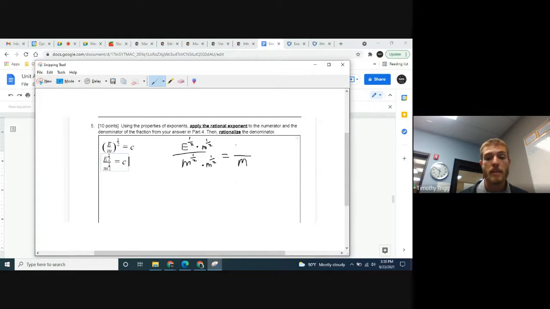And then on top, we have e to the 1/2 times m to the 1/2. Okay, so this is what they're looking for in the next step. So let's go ahead and do that. It should be e to the 1/2 times m to the 1/2 in the numerator of this fraction over m in the denominator.